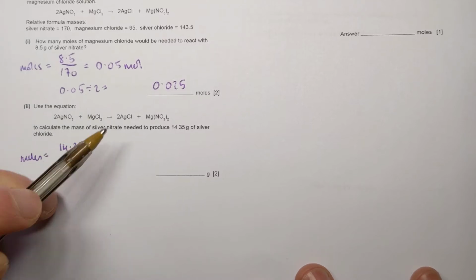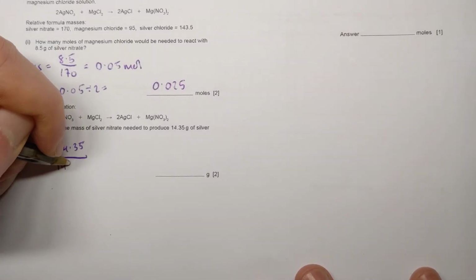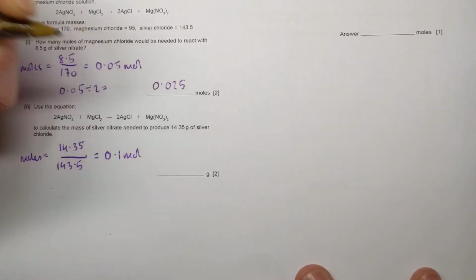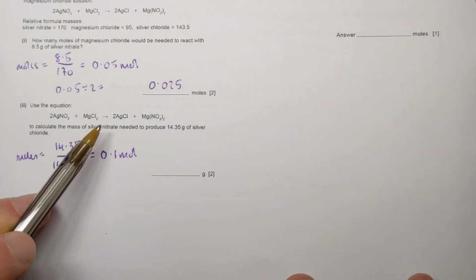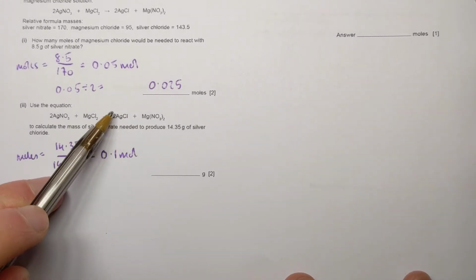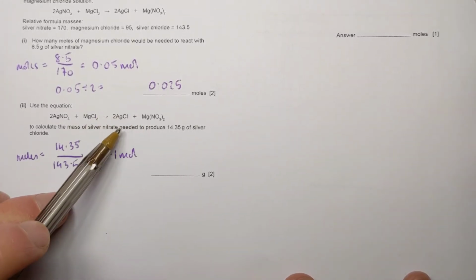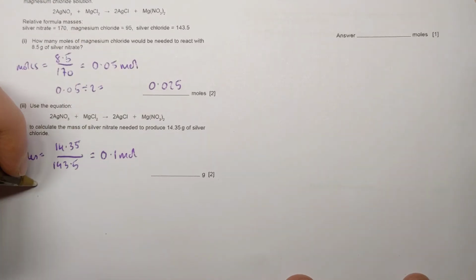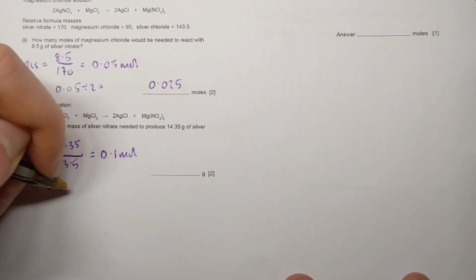Mass over RFM. RFM of silver chloride is 143.5. That gives me quite a neat number, which is 0.1 moles of it. It wants me to work out the mass of silver nitrate needed for that, so I have to work backwards a wee bit. I've got 2 silver chlorides comes from 2 silver nitrates, therefore 1 would come from 1. It's just a 1-to-1 ratio, so therefore it's just the same number of moles of silver nitrate.